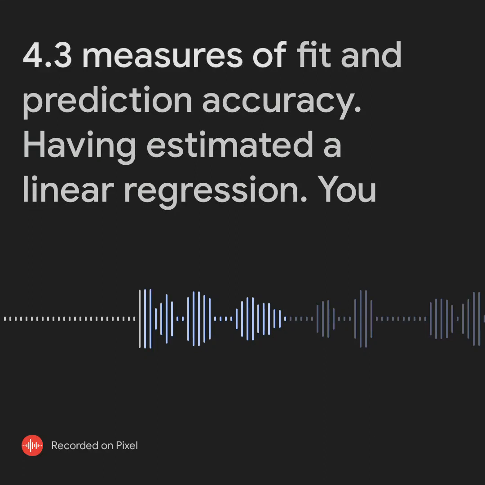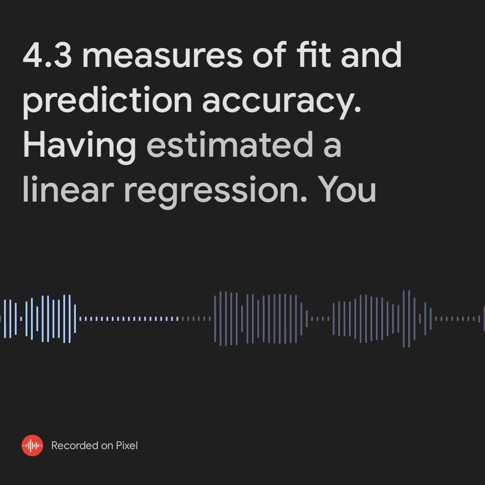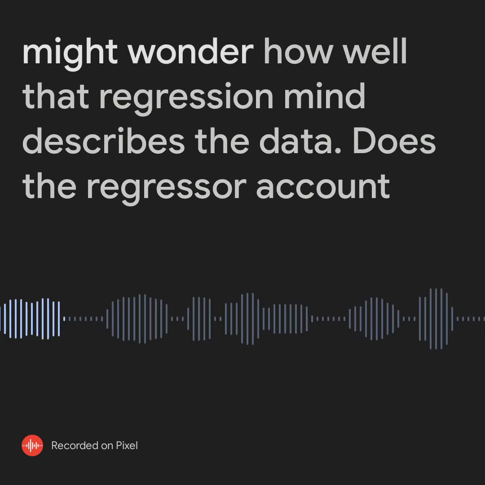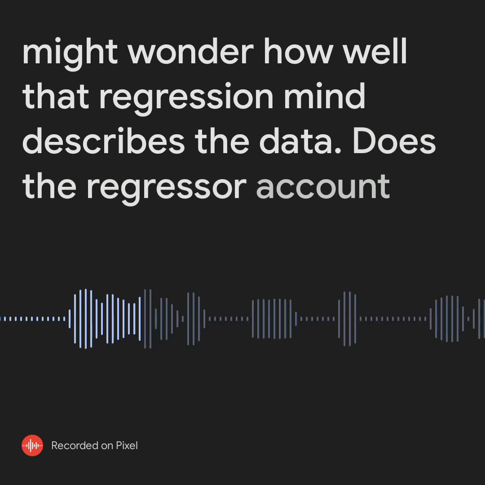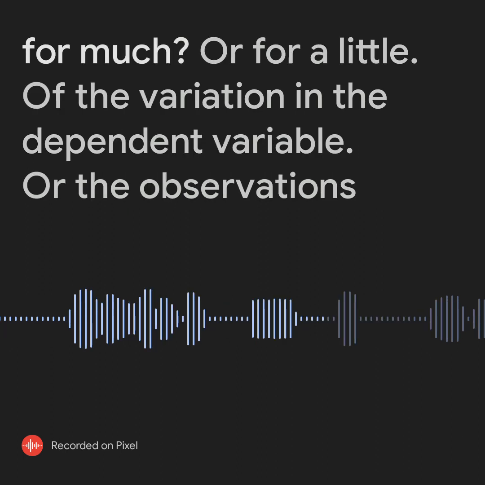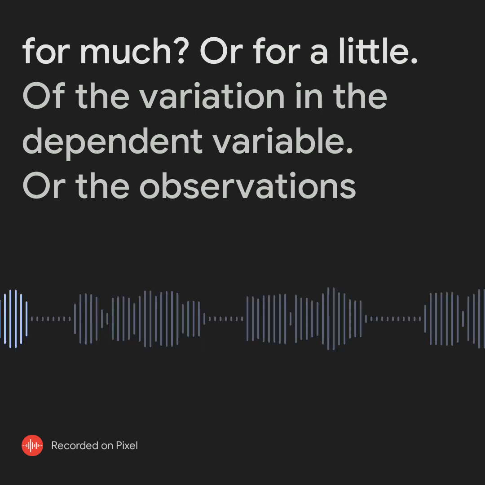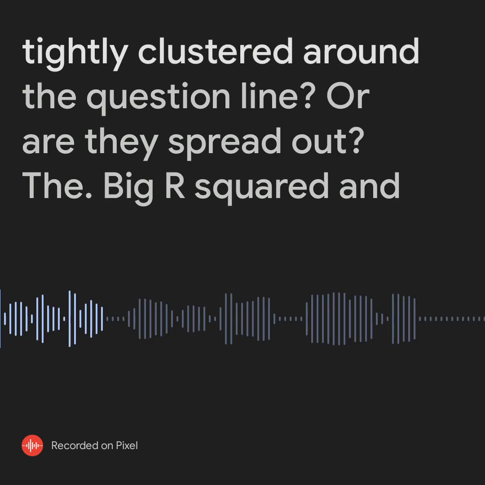4.3 Measures of Fit and Prediction Accuracy. Having estimated a linear regression, you might wonder how well that regression line describes the data. Does the regressor account for much or for little of the variation in the dependent variable? Are the observations tightly clustered around the regression line, or are they spread out?